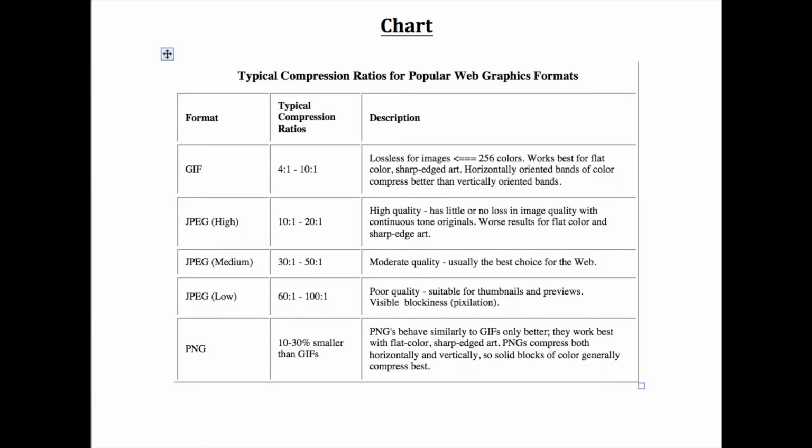Here is a handy chart I found, to give you some information on some popular file types and some ideas of how to use them.